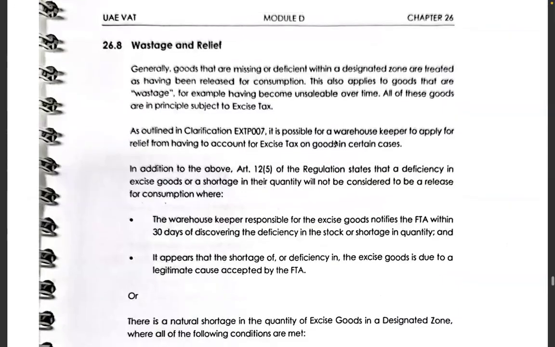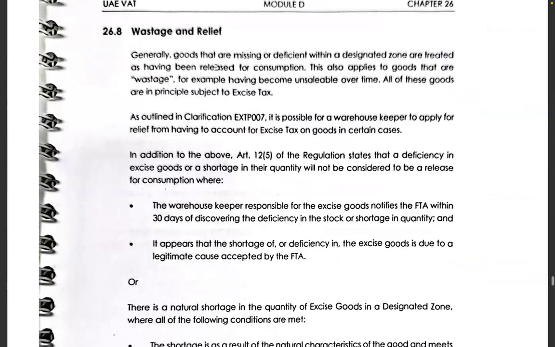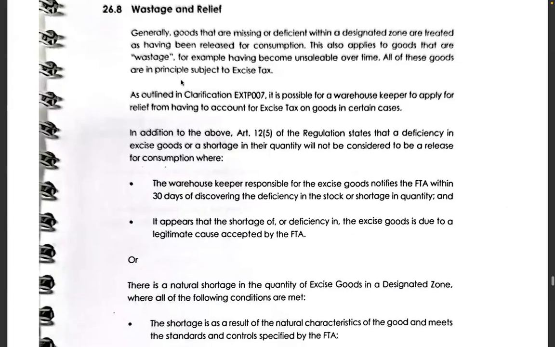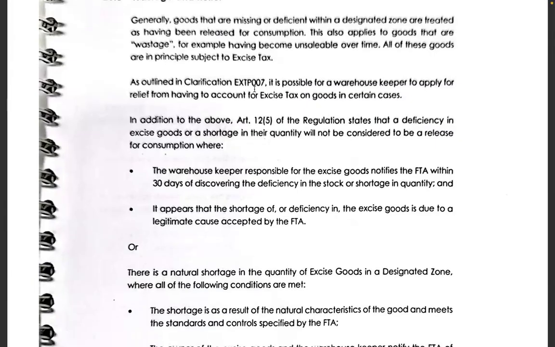Now, wastage and relief. Generally, goods that are missing or deficient within a designated zone are treated as having been released for consumption. This also applies to goods that are wastage, for example, having become unsaleable over time. All of these goods are in principle subject to excise tax. As outlined in clarification EXTP 007, it is possible for a warehouse keeper to apply for relief from having to account for excise tax on goods in certain cases.